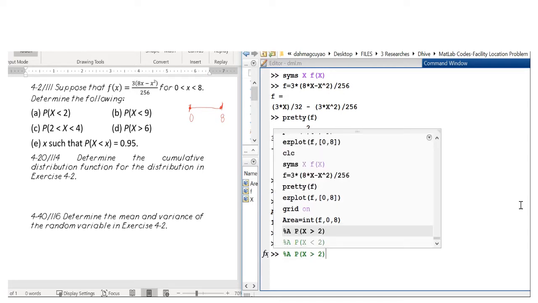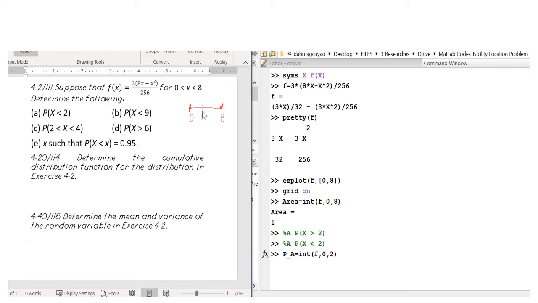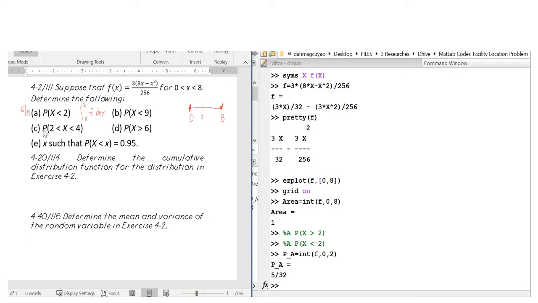To get the probability of A, P of A is the integral of the function less than 2, so it would be from 0 to 2. So it would be the integral from 0 to 2 of f dx. So the answer is 5 over 32.